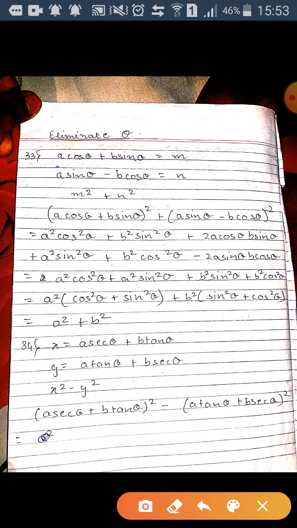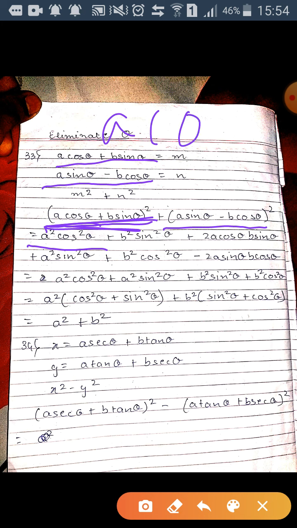M is a cos theta plus b sin theta. So m square will be a cos theta plus b sin theta whole square. N is a sin theta minus b cos theta. So n square will be a sin theta minus b cos theta whole square. Now if you square these two one by one, if you square the first one, what do you get? A square is a square cos square theta because it was a cos theta, and a cos theta whole square will give you a square cos square theta. Yes or no? That's what I have got.